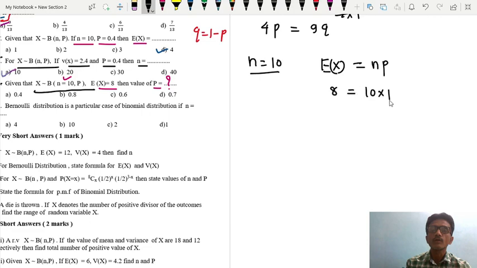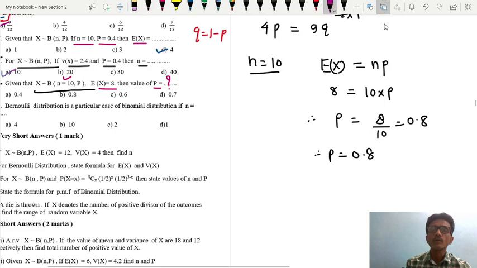So 8 is equal to 10 into probability p. What do we find here? P. Therefore P is equal to 8 upon 10, which is 0.8. Therefore probability P is equal to 0.8. So the required answer is P is equal to 0.8. Here this B option is the correct option.